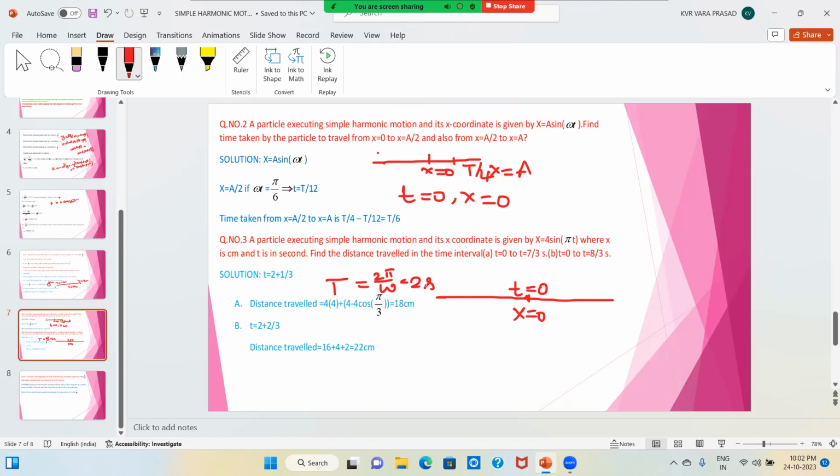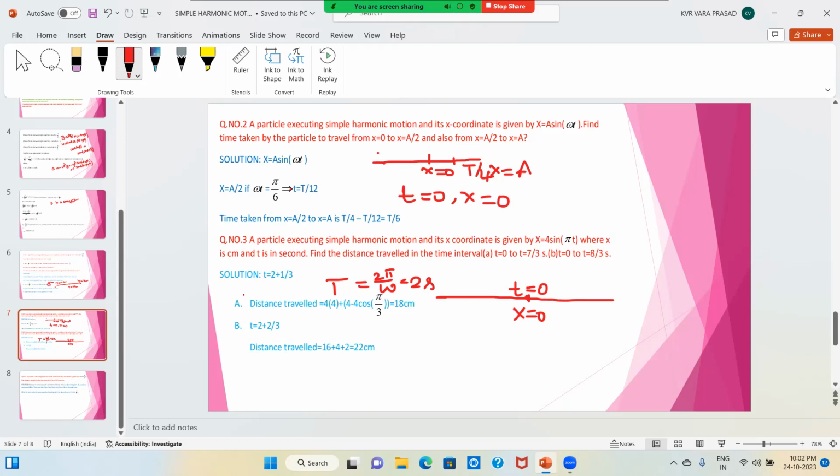And given time is now 7 by 3. That 7 by 3 is written as, here you can see, 2 plus 1 by 3. So why have I taken it like this, 2 plus 1 by 3? 2 seconds means it is completing one oscillation, because the time period we got is 2 seconds. When it completes one oscillation, it covers a distance of 4 times its amplitude. That is 4 into 4, 16.